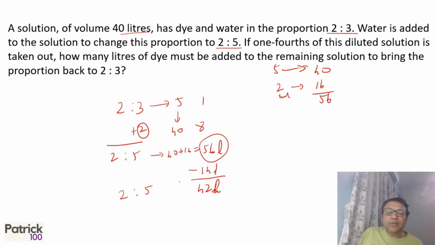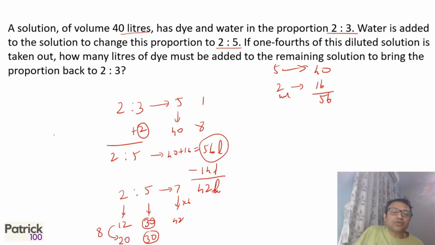Right? Ratio will be the same, which is 2:5. So if you divide 42 into 2:5, 2 plus 5 is 7. 7 sixes are 42. So 5 will become 30 and 2 will become 12. Now I want the ratio to be 3:2, but this 30 will remain 30. This has to become 20. To make it 20, you have to add 8. So answer will be 8.